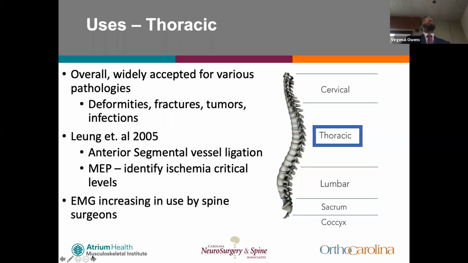In terms of thoracic, overall, it's widely accepted for multiple pathologies. Lung et al. in 2015 looked at the unique aspect of the fact that anterior segmental vessel ligation can severely affect the cord. If you ligate a potential vessel that can carry a wide area of territory, MEP can help to identify the ischemia critical levels prior to any type of ligation. And EMG use is also increasing over time as well.